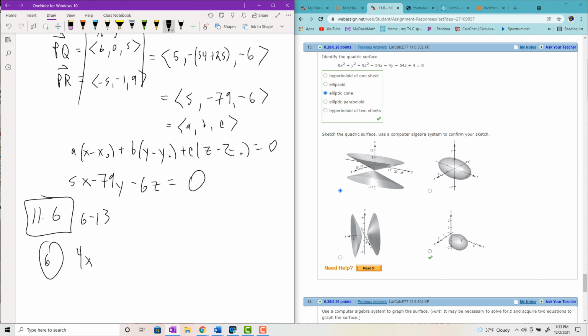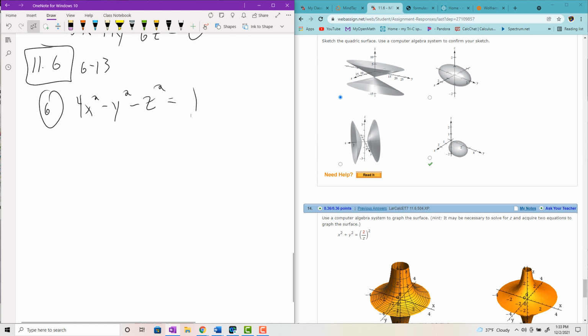So I have 4x squared minus y squared minus z squared equals 1. So I'm going to look at the traces. Let z be 0. So in the xy plane, you'll have 4x squared minus y squared equals 1. And you can kind of plot that. Here's x, here's y. So the x is first, so the branches are on the x-axis.